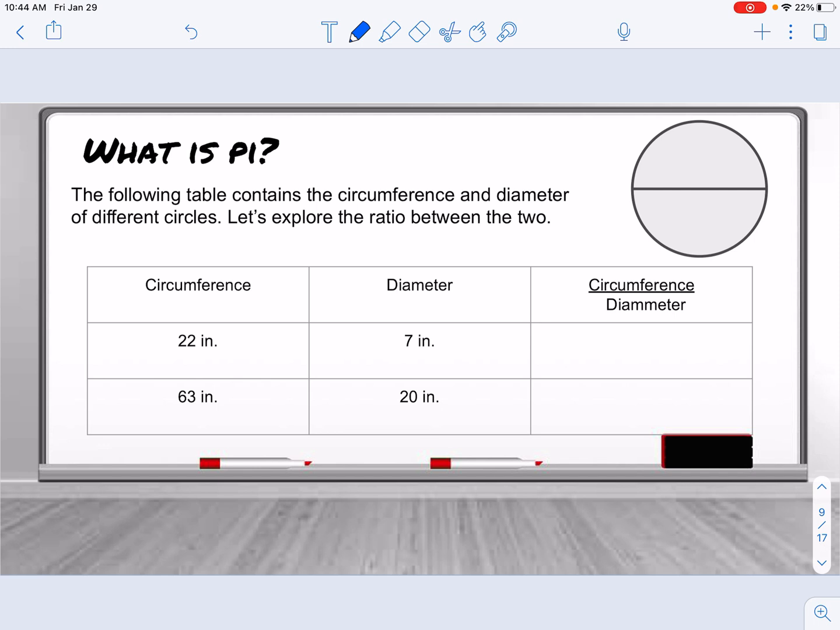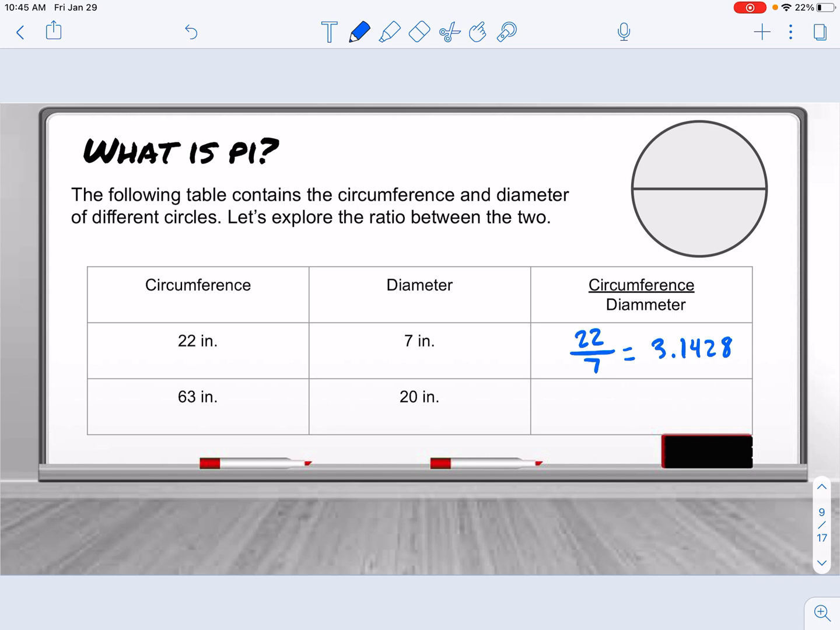So the following table contains the circumference and diameter of different circles, and let's explore the ratio between them. Okay, so if the circumference of a circle is 22 and the diameter is 7, and we want to compare them as a ratio, circumference over diameter, if we divide 22 by 7, let's see what we get. Okay, we get 3.1428, and it keeps going.